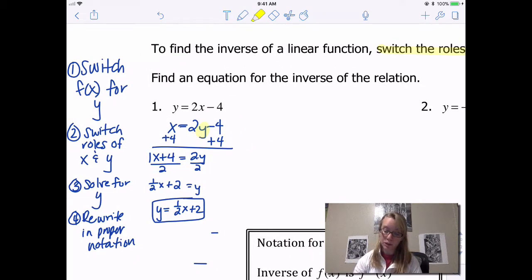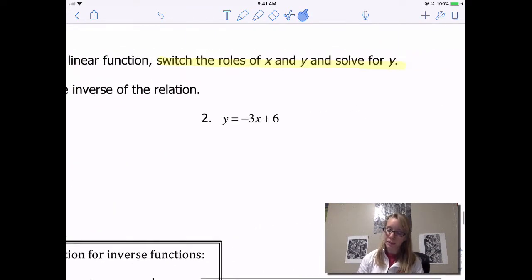But when you start with a y, there's not really much you need to do for switching f of x for y and then rewriting. We are really just doing those 2 middle terms. We're going to get to notation in just a problem or 2. But let's try this again.